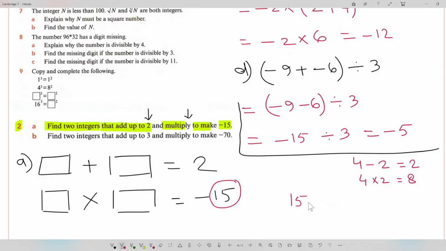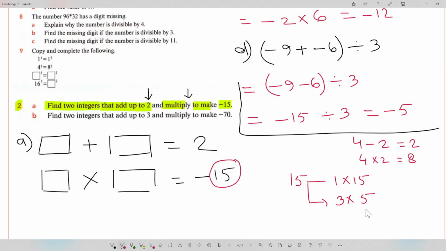If we factorize 15, we will get 1 times 15 is 15. Another one is 3 times 5 is 15. And interesting thing, look, 5 minus 3 will be what? 2, right? And 5 times 3 will be 15. So we can make it like this. Here is 5 and we add minus 3. So 5 plus minus 3 should be 2, right? Similar thing, 5 times minus 3, 5 times 3 is 15, and here is a minus sign.